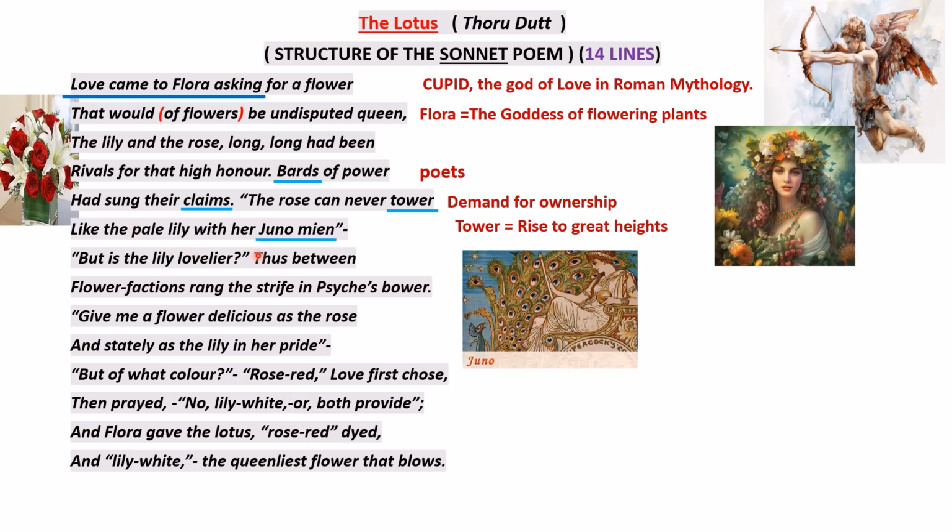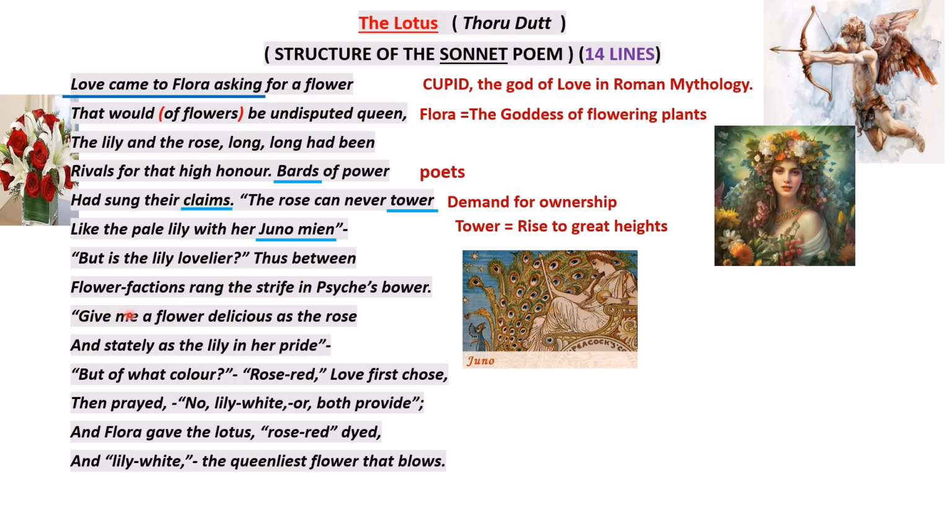Juno, again, is the goddess of beauty, students. So mane means appearance. So Lily has this goddess of beauty's appearance, so she is of high honor. How can Rose be? But the people who support Rose, they say, but is the lily lovelier? So the debate goes on between the bards, or between the poets who are supporting Rose and Lily.